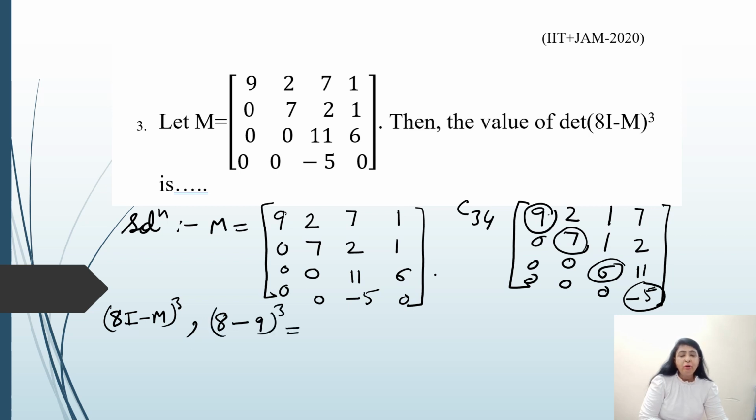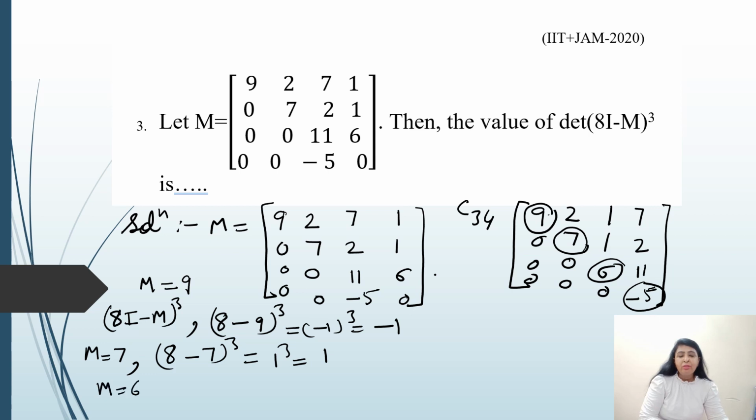whole cube, which is equal to minus 1 cube, which is equal to minus 1. Here M we have taken as 9. Now for M is equal to 7, what will we have? 8 minus 7 whole cube, which is equal to 1. 1 cube is 1. Next you have M is equal to 6. So for M is equal to 6, I have 8 minus 6 whole cube, which is equal to 2 cube and which is equal to 8.